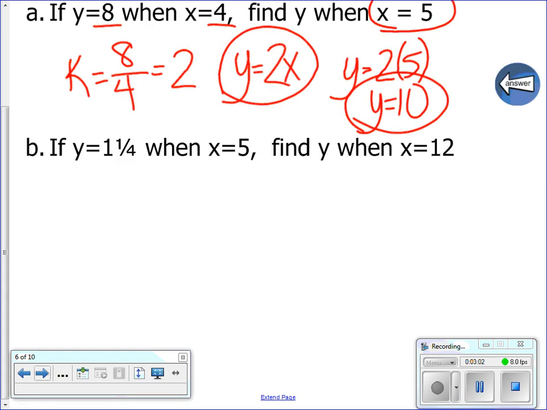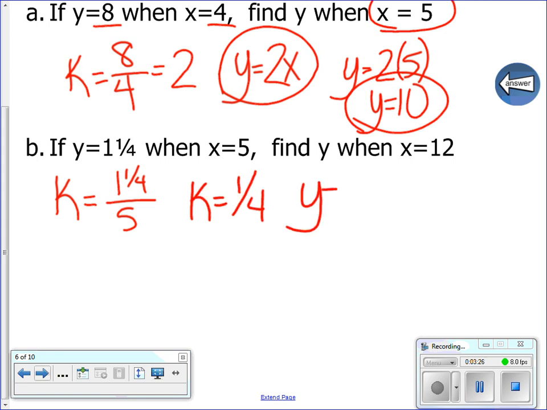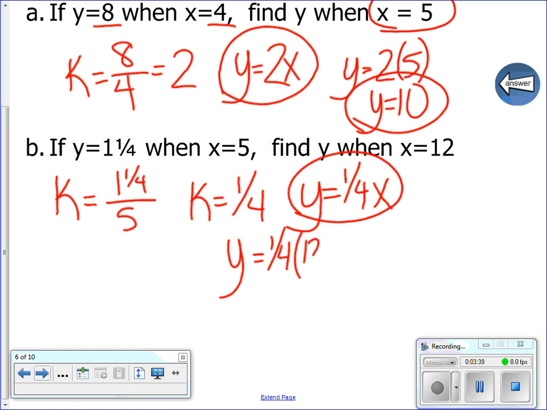The second one says, if y is 1 1/4 and x is 5, find y when x is 12. So the first thing I need to do is find my k, and that's 1 1/4 over 5. If I divide 1 1/4 by 5, I would get k is equal to 1/4. So my equation is y equals 1/4 x. That's the first part. The second part is plugging in 12 for x. So y equals 1/4 times 12, y equals 3.